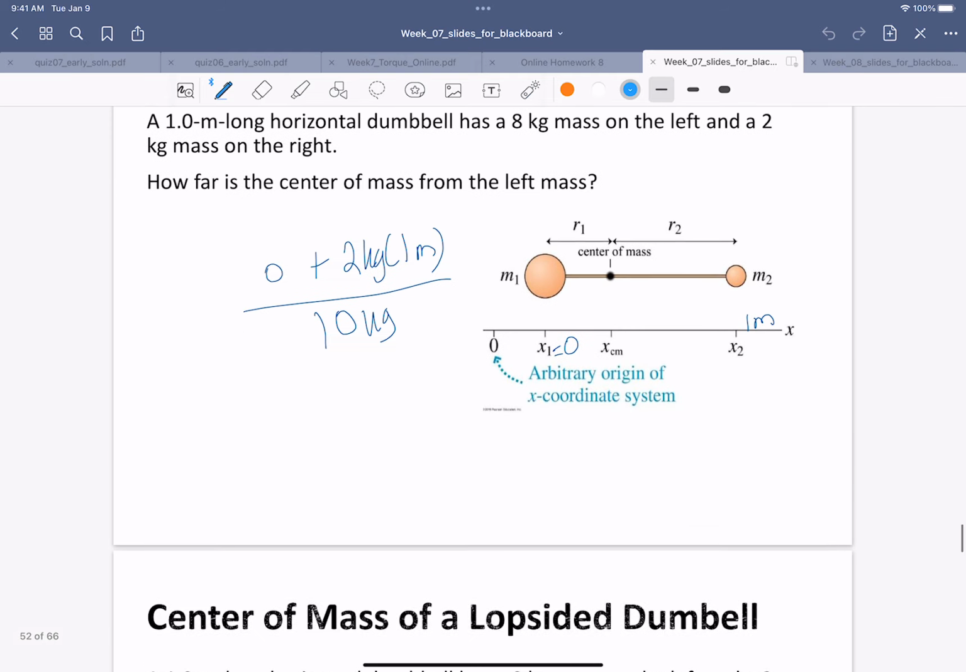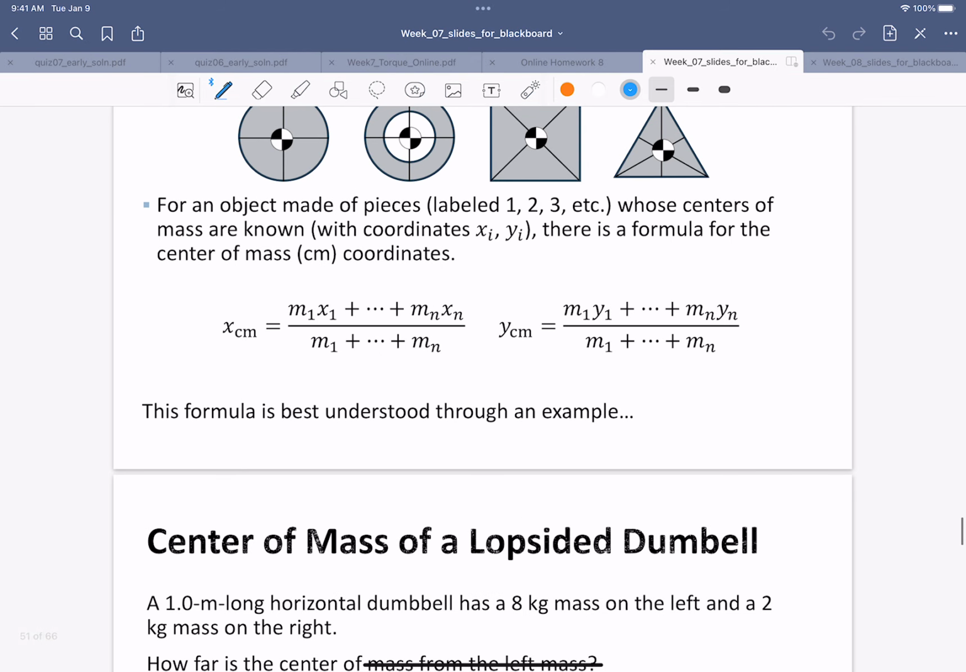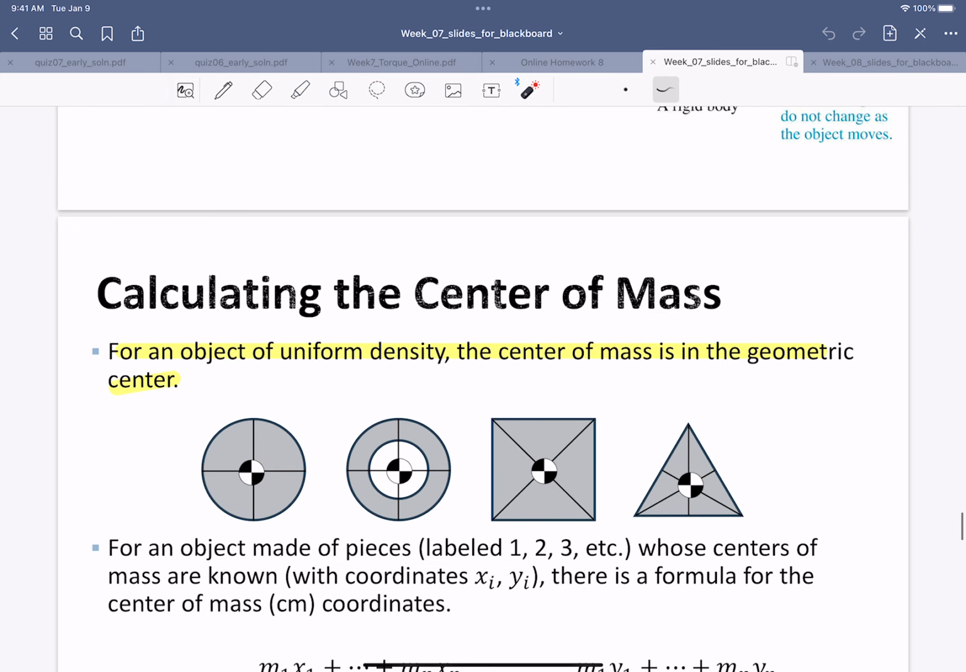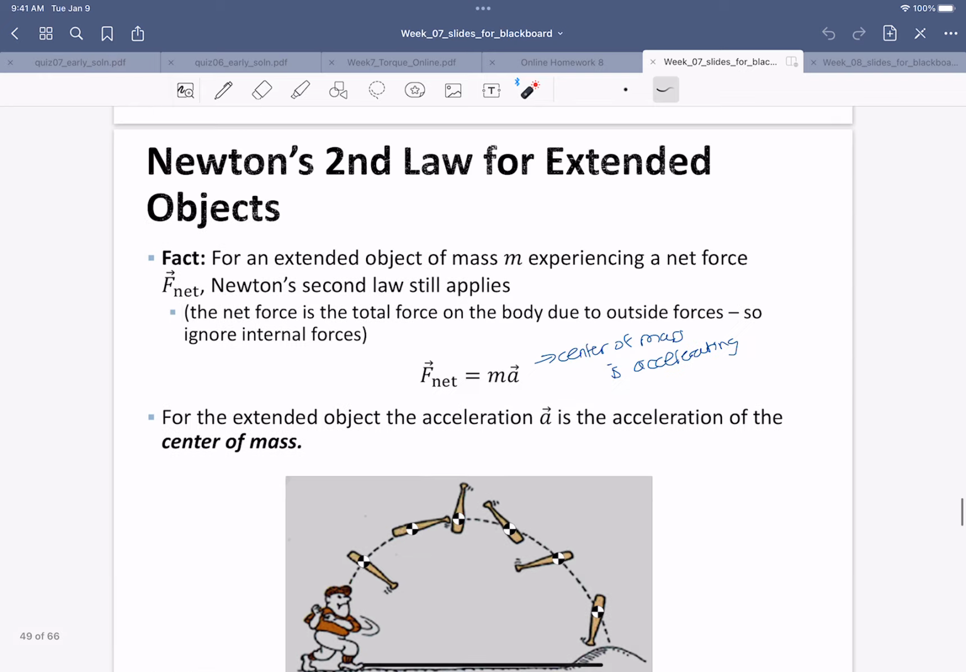Otherwise, center of mass is not too bad. There's a lot of implicit information. So uniform density, whenever you see uniform rod, uniform beam, uniform whatever, it just means that the center of mass is directly in the middle. So if the whole thing is 10 meters long, the center of mass is 5 meters for that object, right?